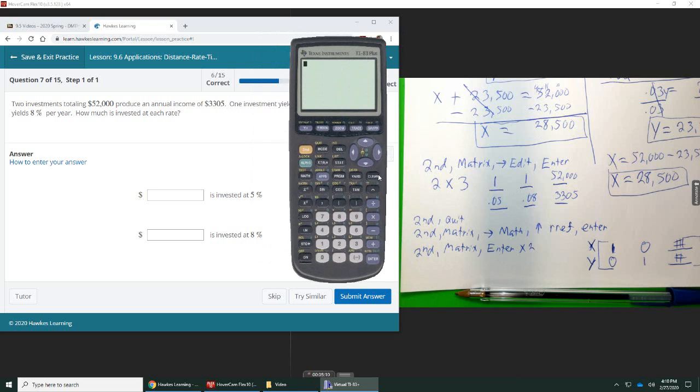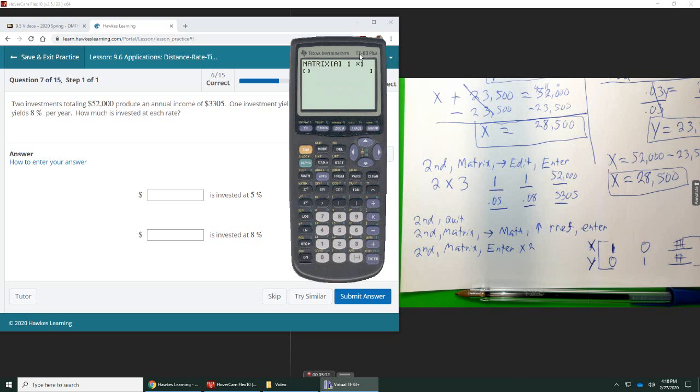Turn it on, clear it out. So the second button is this yellow button. Second, and then 2, 3 buttons down is matrix. It's right here in yellow, hard to see. But hit that, you get this option. Arrow over to edit. So go over 2 times. We're on edit. Hit enter. So we're editing matrix A.